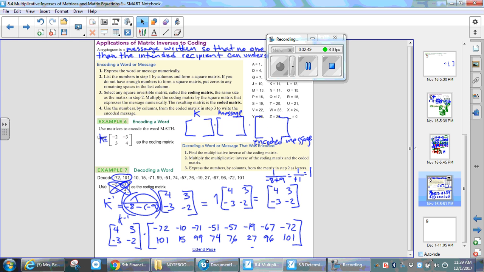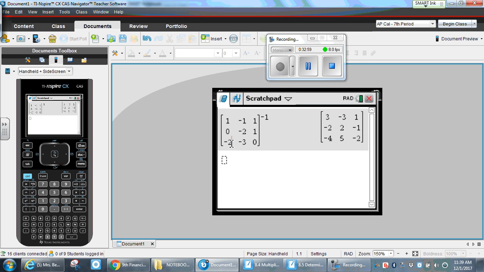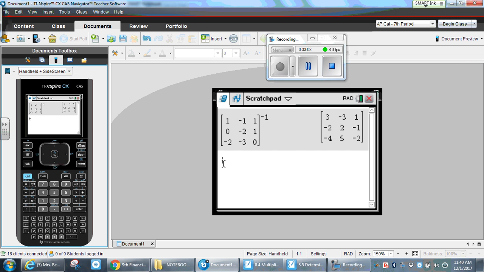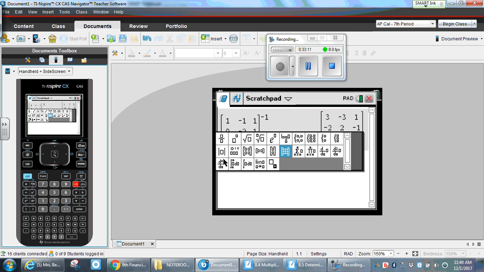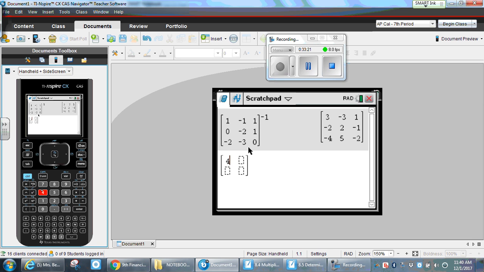Okay, so on your calculator, guys, I'm just going to clear my screen for now. You're going to enter a 2×2 matrix first, which will be the key. What is the key? Can you tell me the key, Chris? 4, positive 3, -3 on the bottom, and -2.